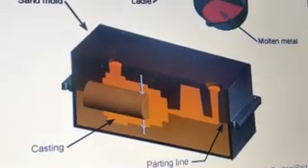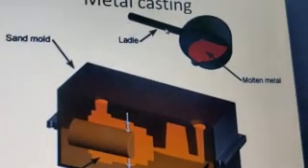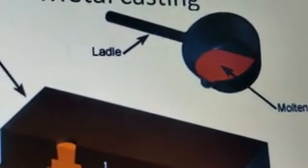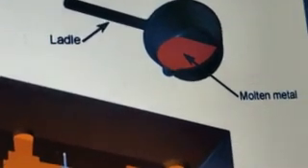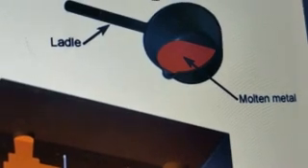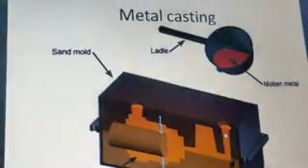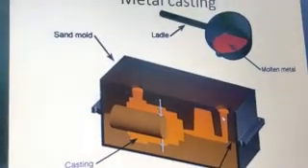And here you can see the molten metal which is held in a ladle, and this is the simplest way of transferring hot molten metal into the sand mold. The sand mold has different parts which we will be discussing in the coming slides.